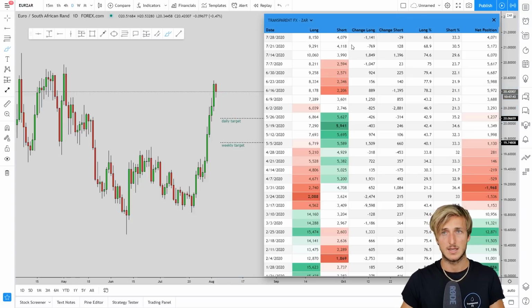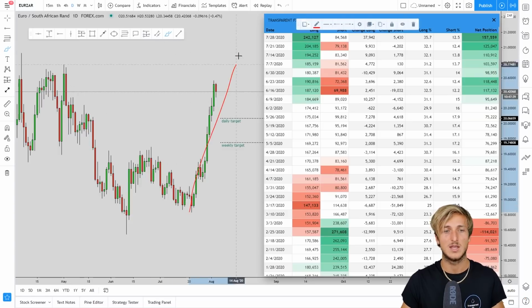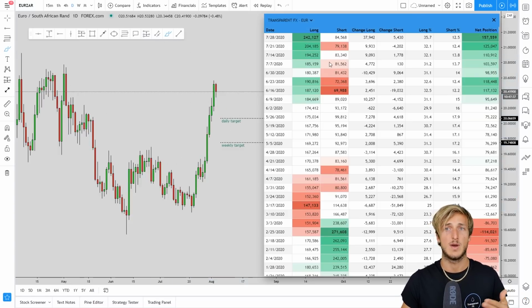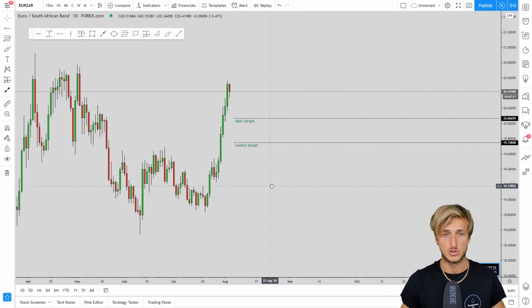So ZAR getting strong. Euro has already gotten strong. The market has already made the huge move to the upside. So can we expect a retracement? Yes, because we have already seen the move to the upside. So we can expect some profit taking on all these longs. So we can expect profit taking on this massive 242k longs, at least a small amount of profit taking for a nice retracement. So definitely the COT data is in alignment with what we have here on the chart.